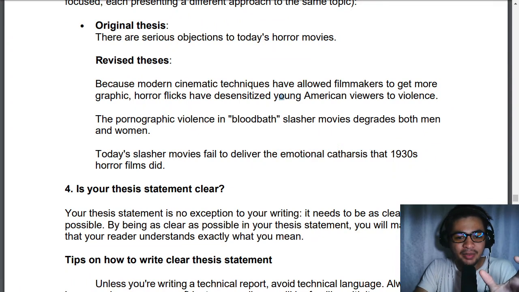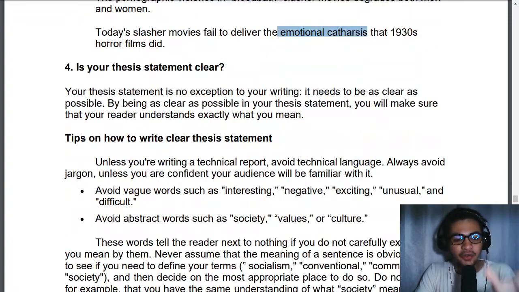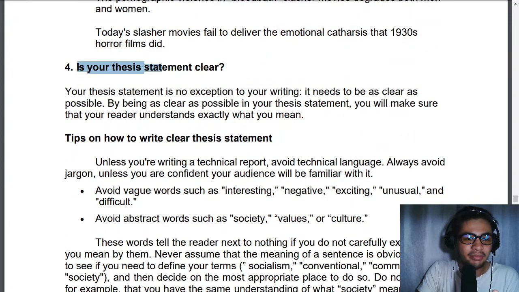The first argument presented here is violence. The second argument here is the pornographic violence. And the third argument here is the emotional catharsis. Is it clear to you? This is how a thesis statement should be. And it will lead to question number 4: Is your thesis statement clear?